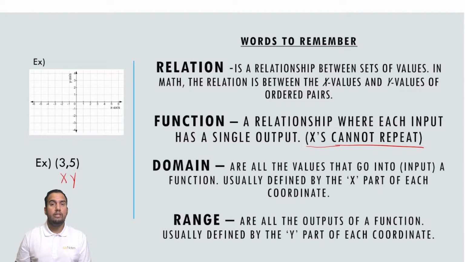The third vocab word is going to be domain. Domain is for every single input, otherwise known as the x. So I want you always to memorize that domain will always represent x. And then the last one is range. Range will always represent the y, the output. Okay, so domain is x, range is y. Relation is the relationship between the x and the y that make a coordinate pair. And in all these coordinate pairs, if it's a function, it's going to be functional if the x's do not repeat. Those are the four vocab words.